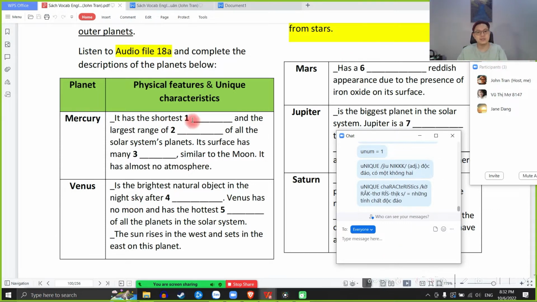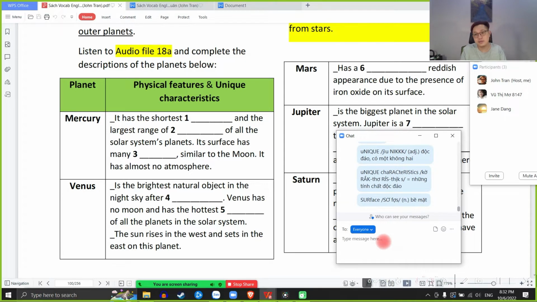Alright, Mercury has the shortest something and the largest range of something of all the solar system planets. Sao Thủy nó có cái gì ngắn nhất và có cái phạm vi của cái gì đó bự nhất of all the solar system planets, của tất cả những cái hành tinh trong cái hệ mặt trời của chúng ta, của hệ mặt trời. Its surface, chúng ta có từ surface. Cái này không phải là surface nữa nha mọi người. We pronounce like surface. Surface là bề mặt. Its surface.